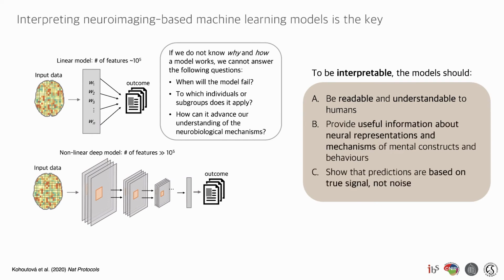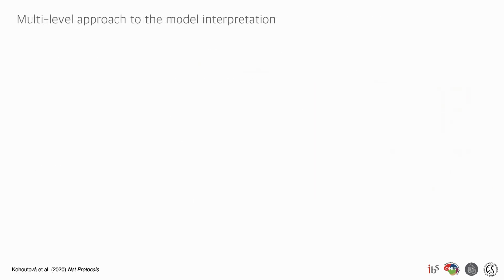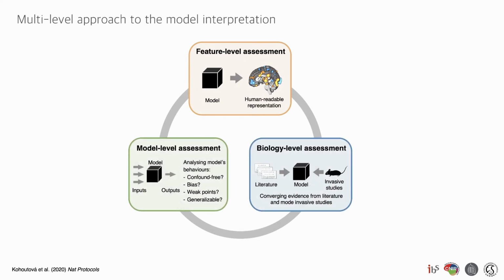For a model to be interpretable, it should be A, readable and understandable to humans, B, provide useful information about neural representations, and C, show that the predictions are based on true signal, not noise. So in our recent paper, we approached this problem with a multi-level model interpretation framework, and in this, we divided the assessment into 3 different levels. One is feature level, 2, model level, and 3, biology level.